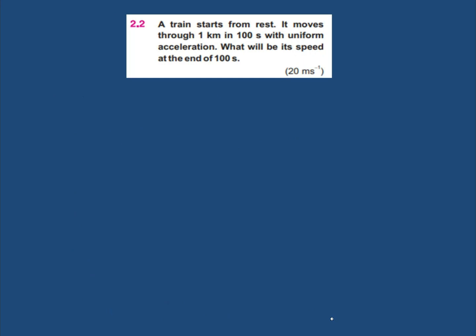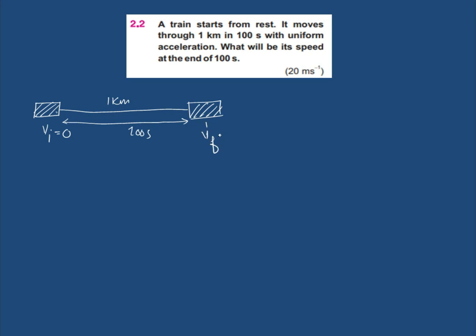Let's see problem statement 2.2. A train starts from rest. For example, this box represents the train. It has an initial velocity of 0. It starts from rest. It moves a distance of 1 kilometer in 100 seconds. To attain some velocity, at this point it has some velocity Vf, that is the final velocity, and we have to find this velocity after 100 seconds.